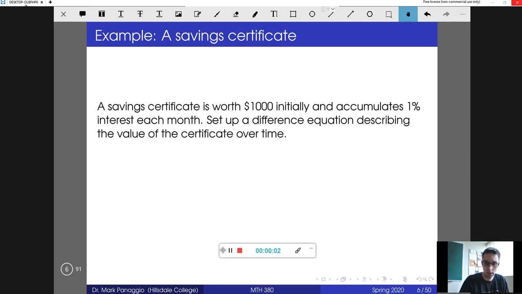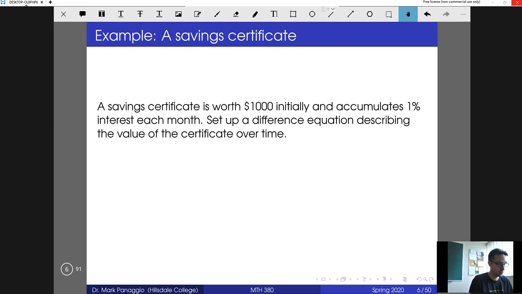All right, well, let's take a look at an example of a difference equation that has a little bit more of a real world context to it. And so the scenario here is we've got some sort of savings certificate that's worth $1,000 initially, and it accumulates 1% interest each month. What we'd like to do is set up a difference equation describing the value of the certificate over time.